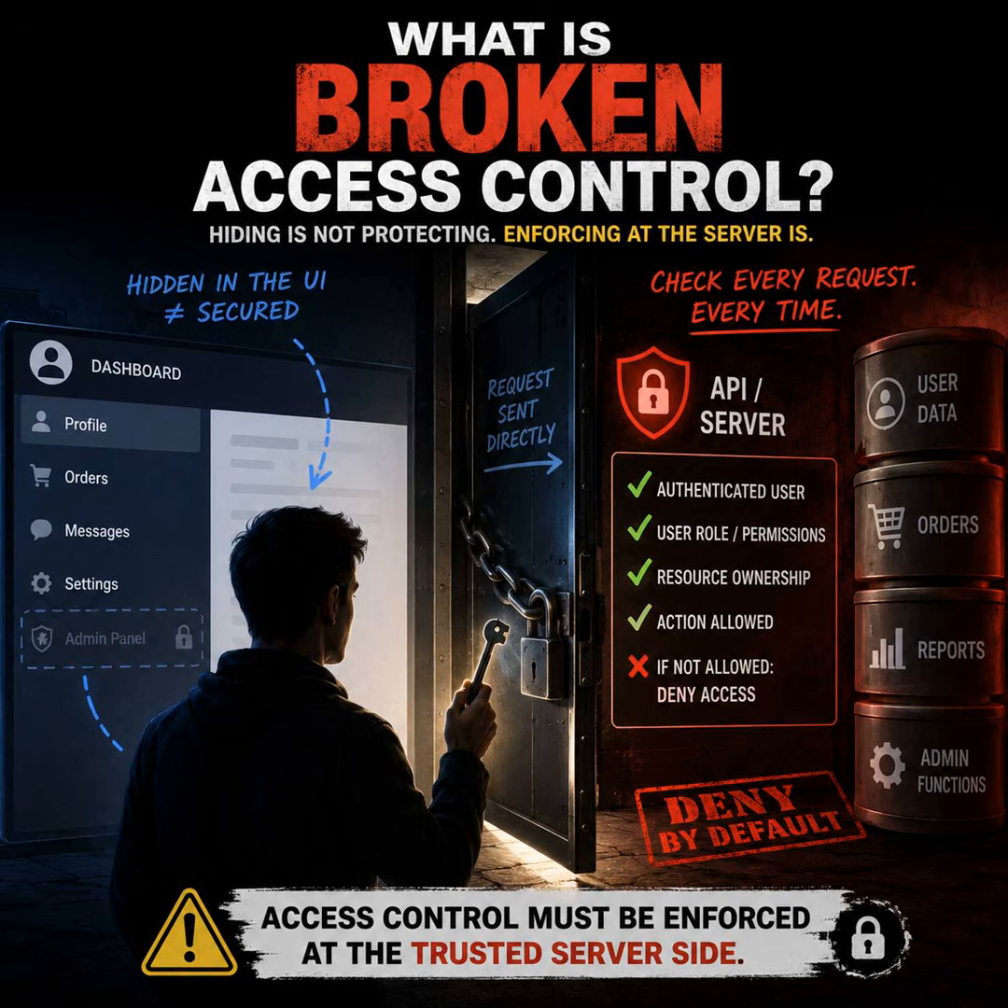Authentication may establish who the user is, but authorization still has to decide what that user may do. The practical standard is direct and testable. When a user lacks permission, the server must reject the action even if the request reaches the function without using the visible interface.